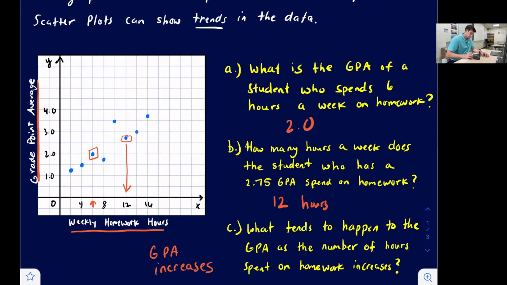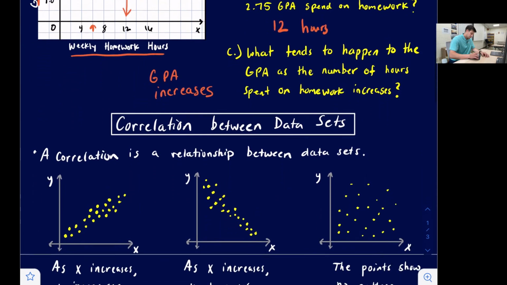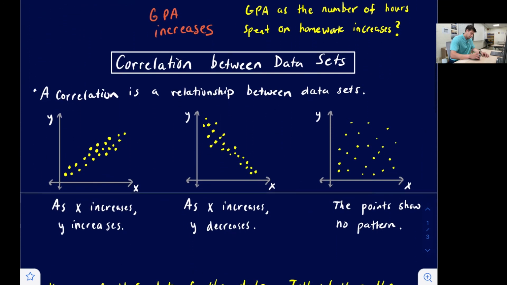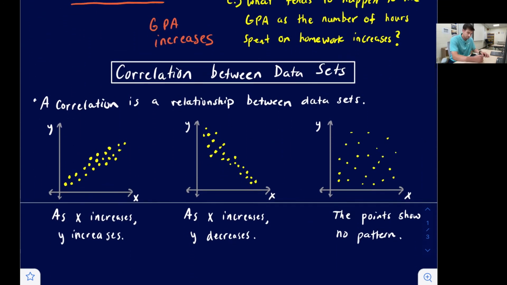Okay. Another thing we can benefit from with scatter plots is what's called correlation. So we can have three types of correlation. A correlation is just a relationship between the data sets. And we're going to start here on the left side of our screen. Notice these points are going uphill from left to right, kind of like the example we just looked at. So in this case, we have as x increases, y also increases. We would call this a positive correlation.